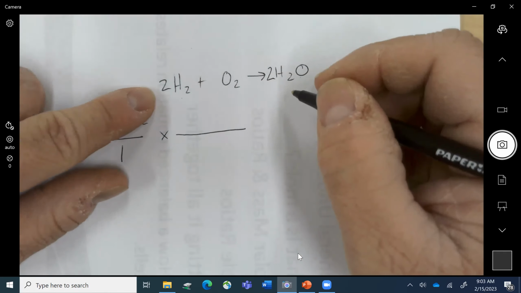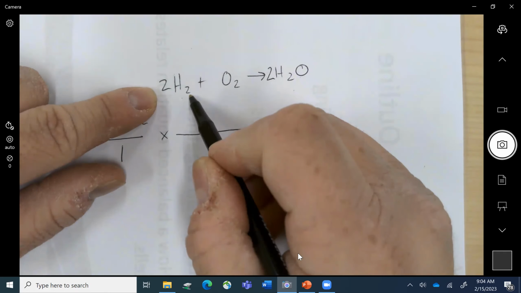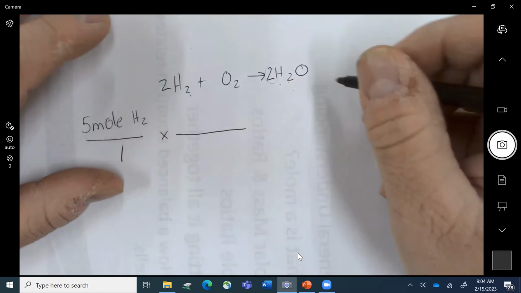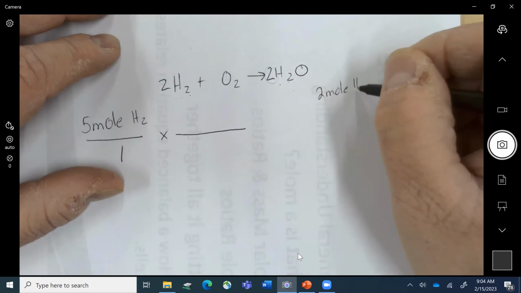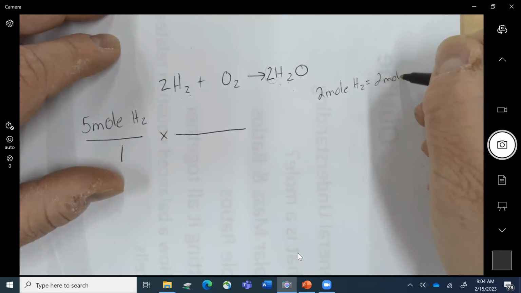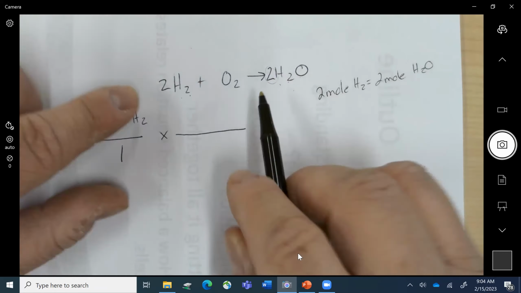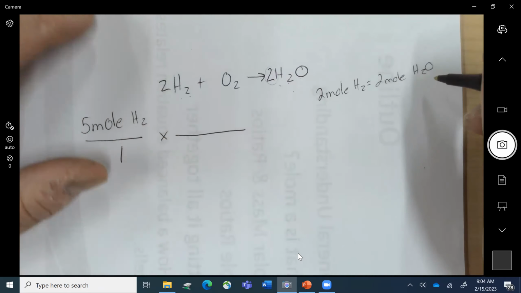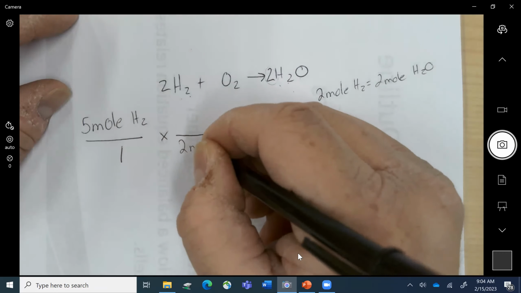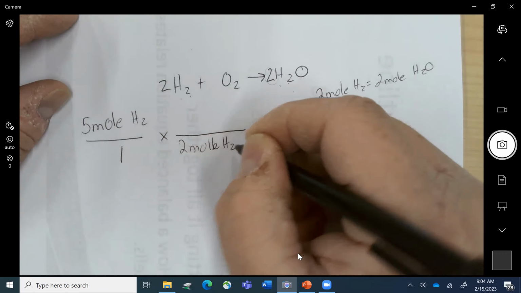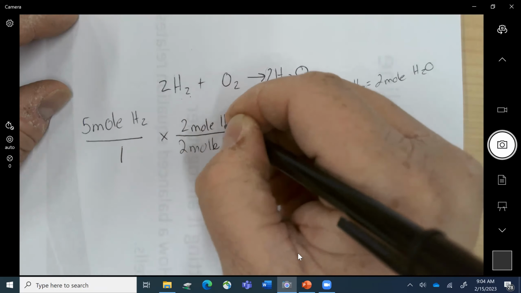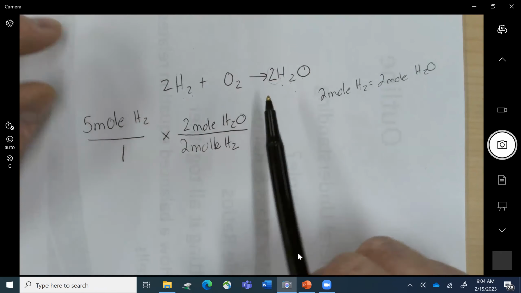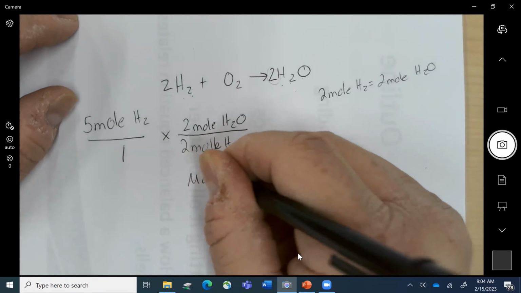So I know that 2 moles of hydrogen will give me, look, 2 moles of water. So I know that 2 moles of H2 equals 2 moles of H2O. This is the molar ratio, and it comes from this, 2 and 2. You see that? And remember, you can write this as a fraction. So 2 moles of H2O over 2 moles of H2. Does everyone agree with that? Because you got that from your chemical reaction. This is known as your molar ratio.